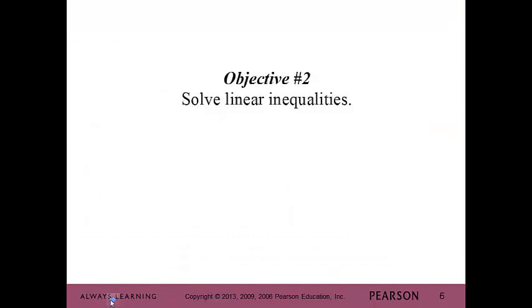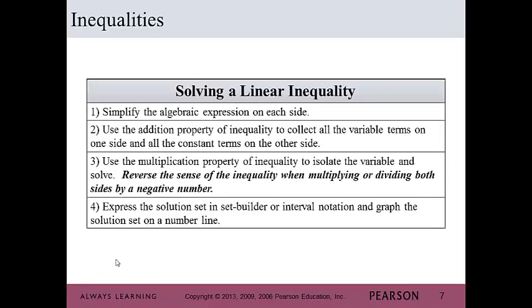Okay, now we can move on to objective 2, which is solving linear inequalities. So the steps for solving a linear inequality are the same steps as before. Step 1, you're going to simplify. Remember, we simplify by distributing and combining like terms. Step 2, we're going to use the addition property. So anything adding or subtracting would be moved.